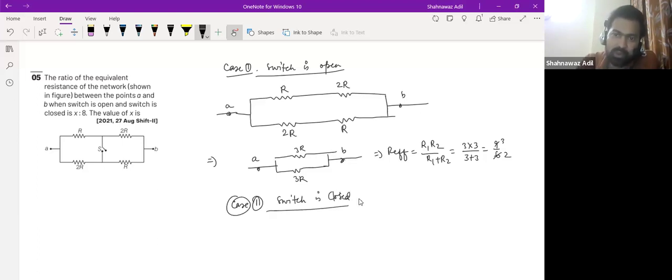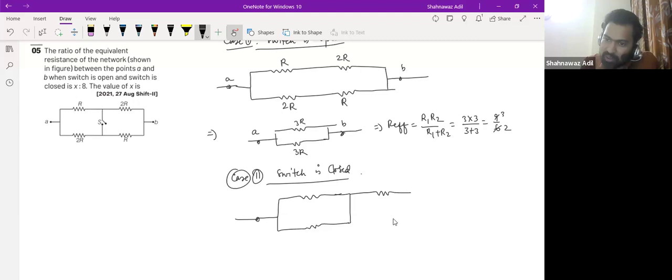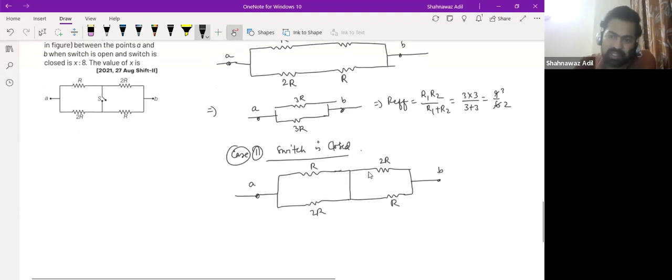So if the switch is closed, you have this part, and then this part and this part, and then you have this thing. So this is B, this is A. This is R, this is 2R, this is 2R, this is R. These two are parallel, these two are parallel, and the overall is in series.